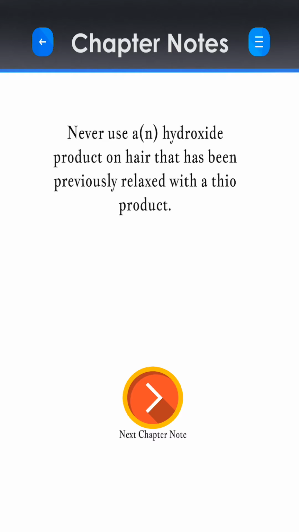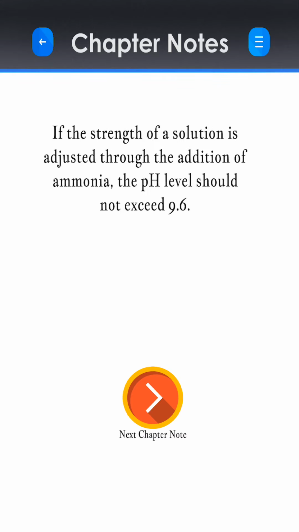Never use a hydroxide product on hair that has been previously relaxed with a thio product. The strength of a solution is adjusted through the additional ammonia. The pH level should not exceed 9.6.